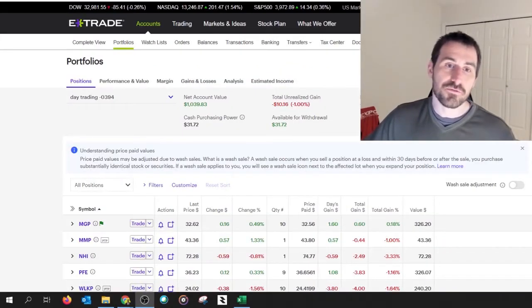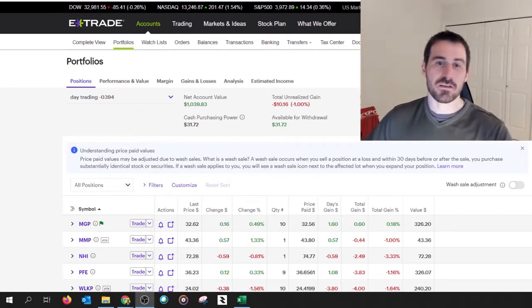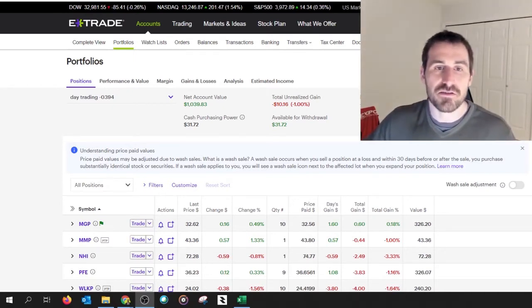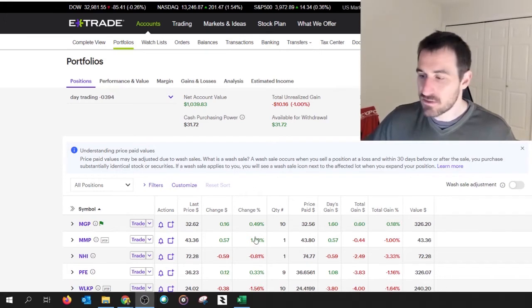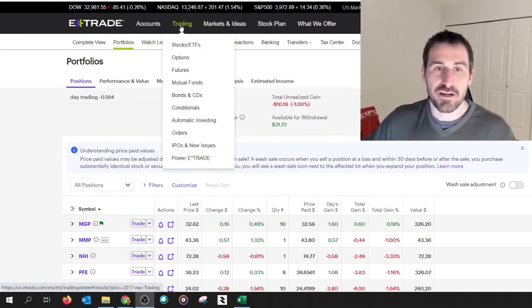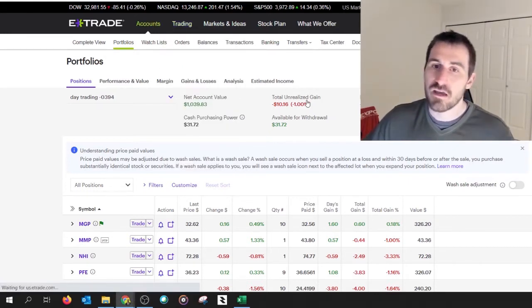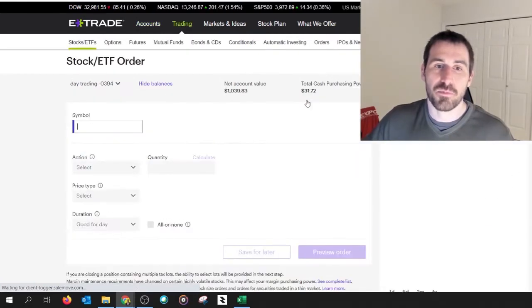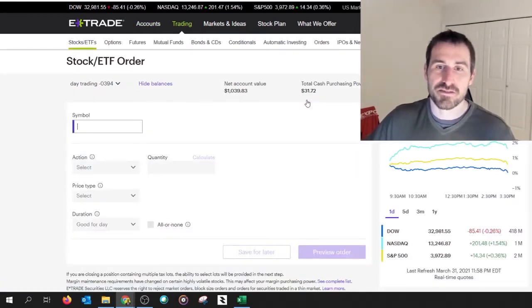Now this interface might look a little daunting, especially if you've come from an account like Webull or Robinhood, where everything is so compact and easy to look at. What you're really going to want to focus on is right here in the trading tab, and that's where you're going to spend a majority of your time. You can just select trading and go to stocks. Right here is where it's going to pull up all the information about the stock itself.